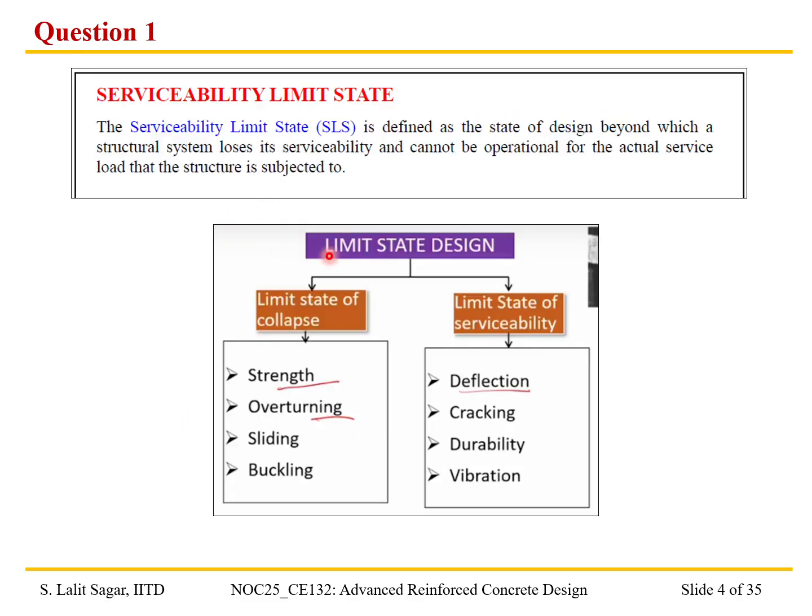So there are two parts of the limit state design. One is the limit state of collapse, or the strength aspect, and the other is the limit state of serviceability, which usually is considered to assess the performance of the building once it is constructed. Under the limit state of collapse, or strength, we design for strength, overturning, sliding, and buckling. Whereas for the limit state of serviceability, we consider deflection, cracking, durability, and vibration.